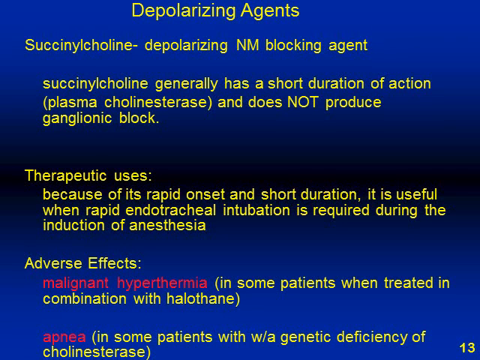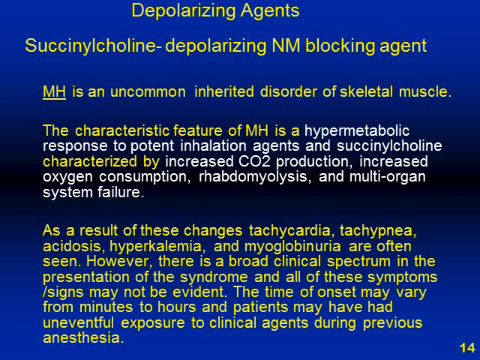Some patients that are given succinylcholine can also develop apnea, and these tend to be patients that have a genetic deficiency of cholinesterase, where the succinylcholine lasts longer than it otherwise would in a patient with functional cholinesterase. So remember, succinylcholine is a depolarizing neuromuscular blocking agent, and it can cause the rare but serious adverse effect of malignant hyperthermia.